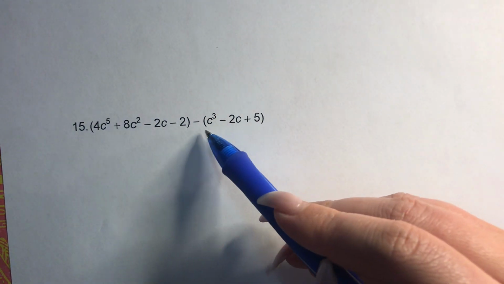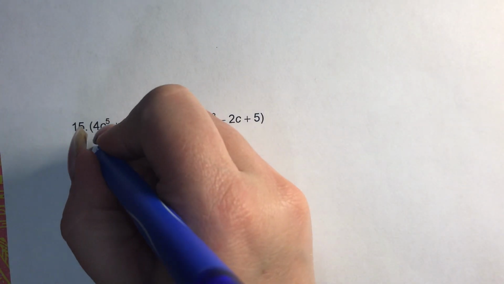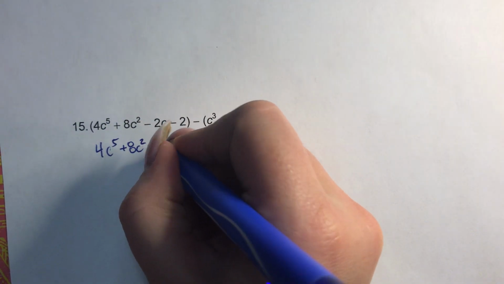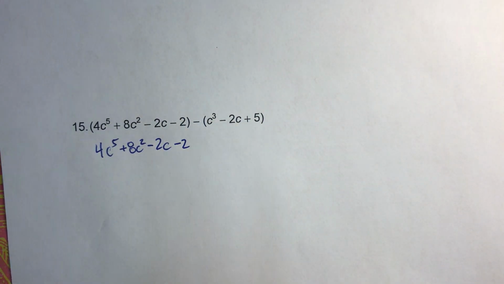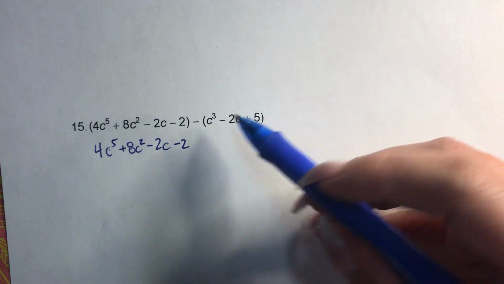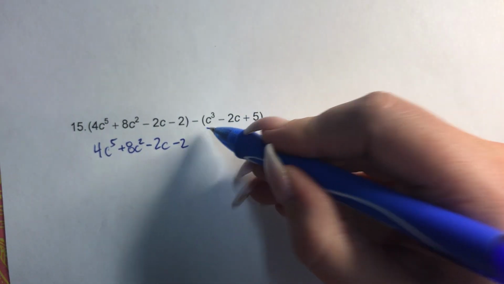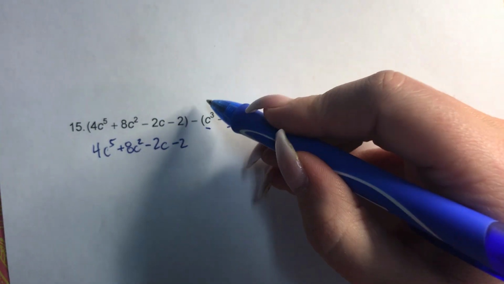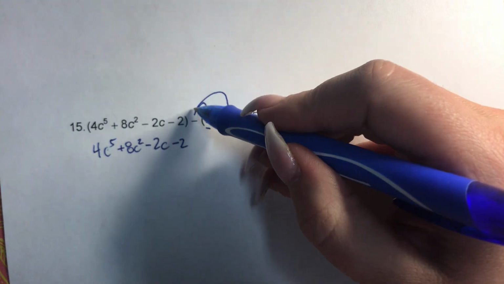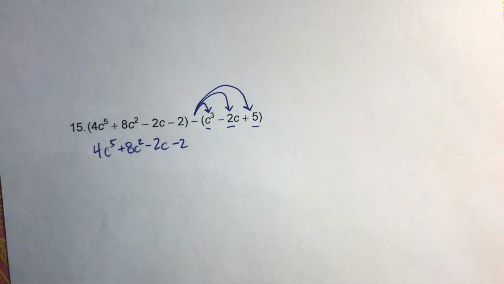Okay, we have this first group. There's nothing in front of it besides a 1, so we can just drop the parentheses. So we have 4c to the 5th power plus 8c squared minus 2c minus 2. Perfect. Okay, let's look at this next group with the parentheses. Well, there's a negative outside, so that means we have to distribute that negative to everything inside the parentheses, and there's 1, 2, 3 terms. So we got to go negative times the c cubed, negative times the negative 2c, and negative times the positive 5.